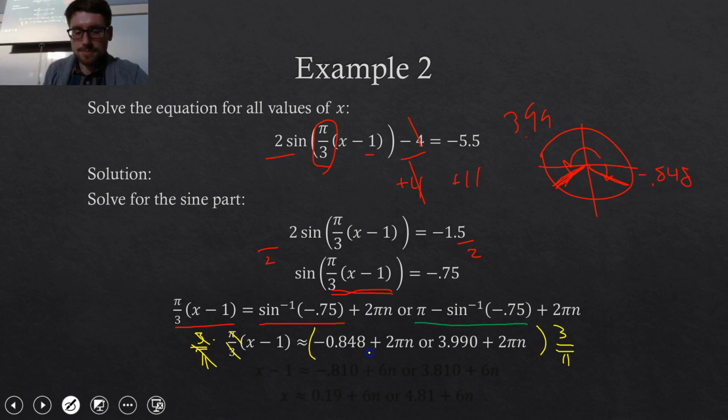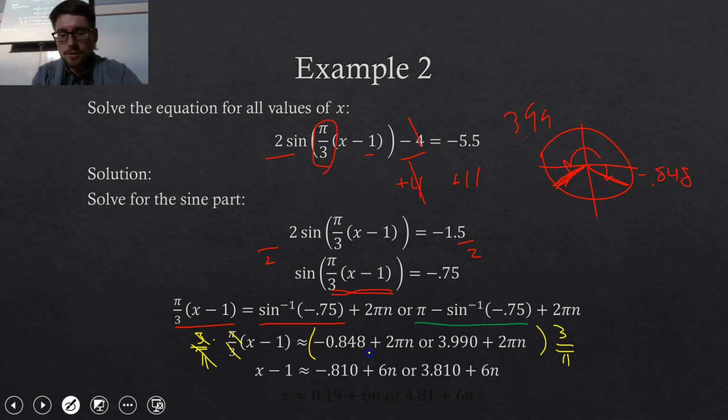And the tricky part, distributing 3 over pi through. 3 over pi multiplies this, and you get negative 0.810. That's very close to what it was to begin with. Okay? So 3 over pi times negative 0.848 gets you this number right there. Then 3 over pi times 2 pi n. Here's where things are a little tricky.